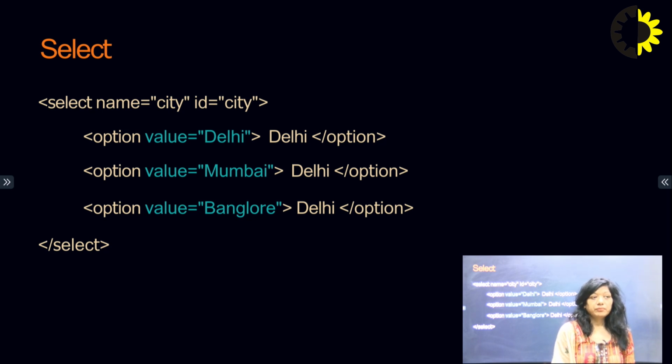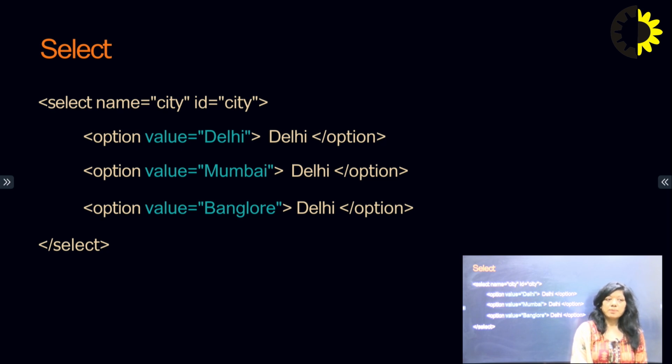Yes. Suppose I am filling the form of my UGC NET, and I have an option of choosing the city of the exam center. That time I have to take many options. That time we use select tag. So what is the syntax of select tag? Select name. Suppose I have to choose the name of the city, then I write in inverted commas city, and ID is equal to city, closing, and in this tag I give the values of the options.